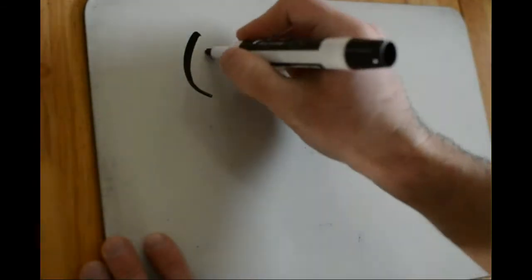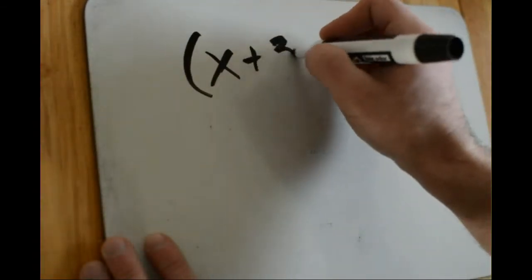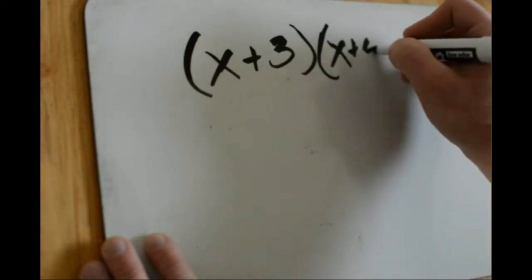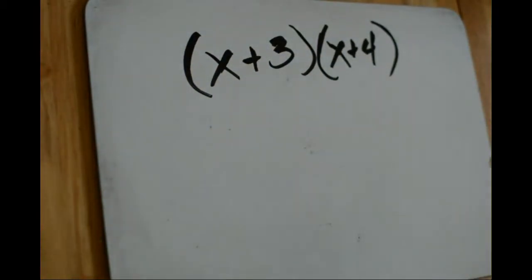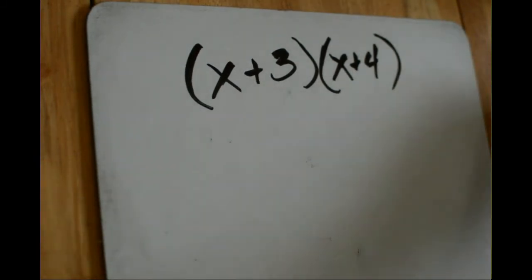So let's say I have this problem here, x plus 3 times x plus 4, and what I'm trying to do is take that from factored form into expanded form. Well, one of the ways to do that is to distribute.